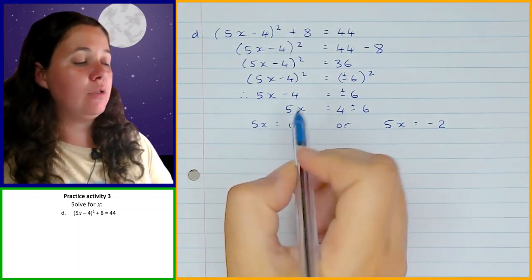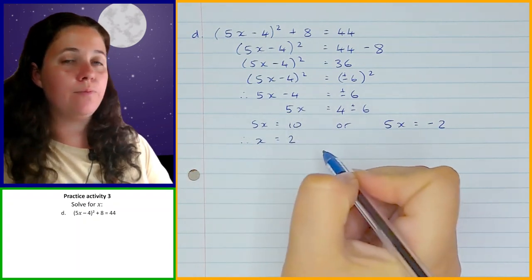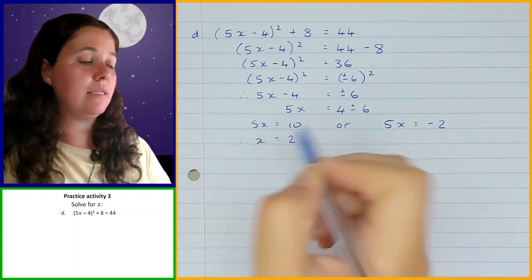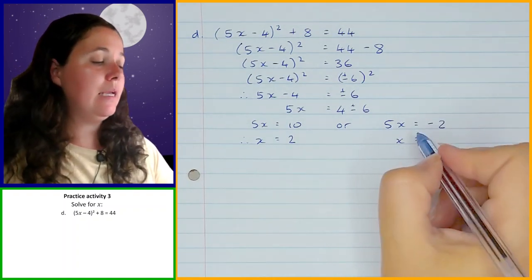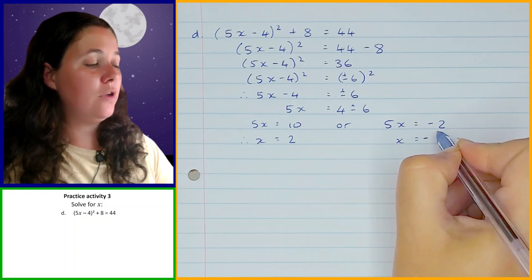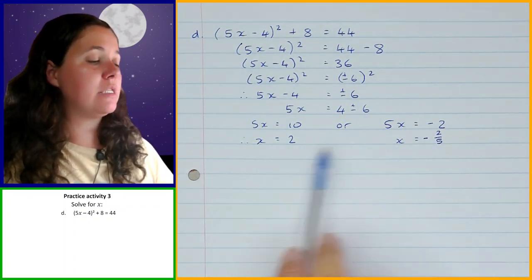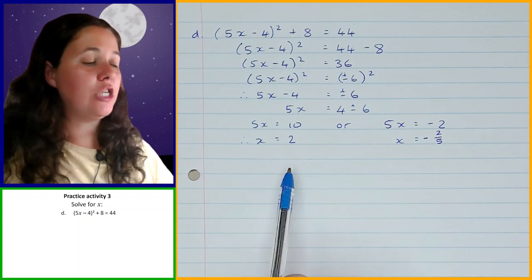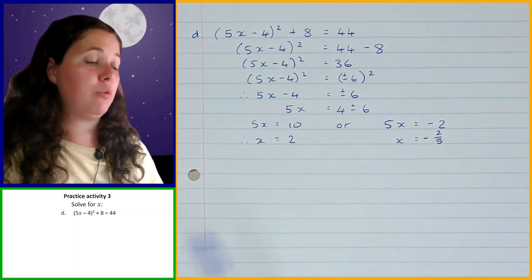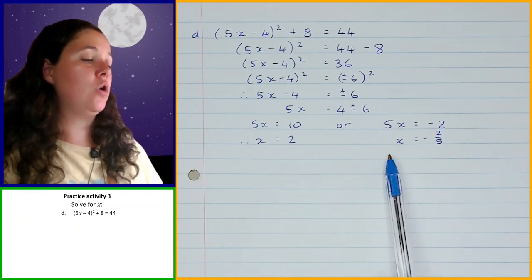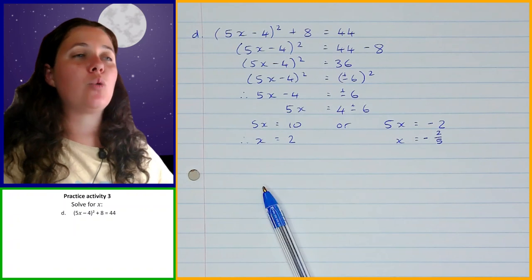So 5x equals 10, that gives me x equals 2. I divide by 5 on both sides. Over here, 5x equals negative 2 gives me x equals negative 2 over 5. So I get two answers for the same equation because I had a square, which is an even exponent. Okay, so x equals 2 or x equals negative 2 over 5. That was question D.